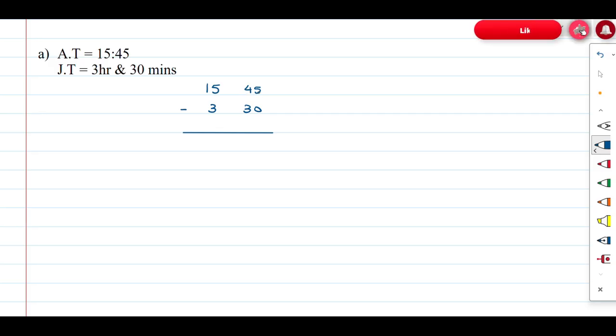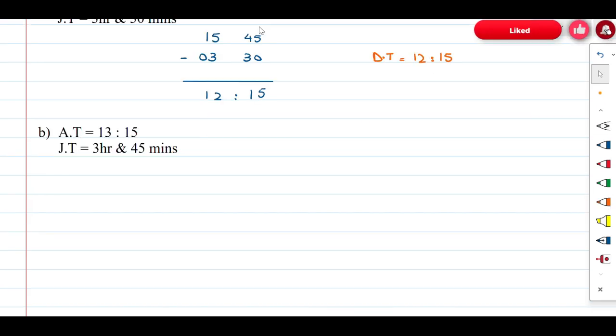From 5 we can take away 0, so we have just 5. 4 take away 3 is 1, so 15 minutes. From 5 we can take 3, it's 2, and 1 take away 0 is just 1. So the departure time is 12:15. At 12:15 the train leaves the station. At 15:45 the train arrives at its destination, and the total journey time is 3 hours and 30 minutes.